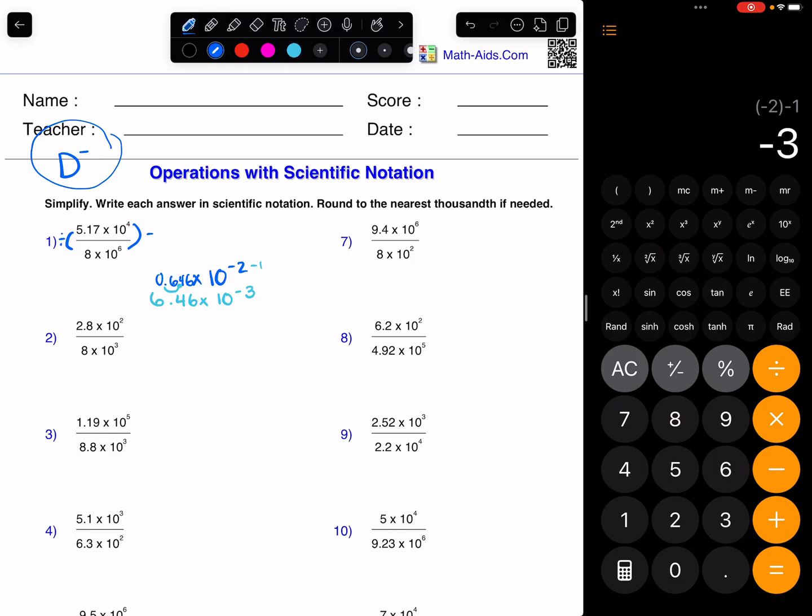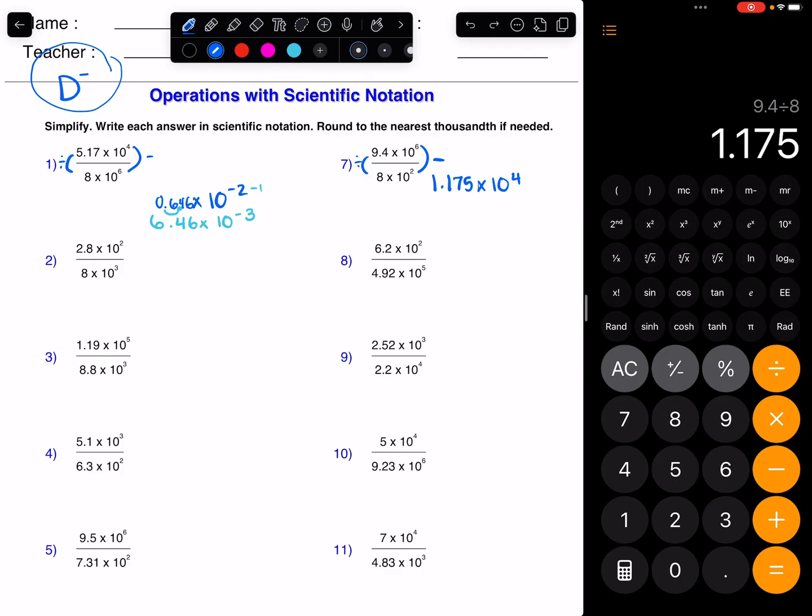Let's do another one. So remember, I'm going to subtract my exponents. So 6 minus 2 is 4. So times 10 to the 4. I'm going to divide here. So 9.4 divided by 8. I get 1.175. And since my 1 is between 1 and 10, I am all good to go, and I can just leave it as is.